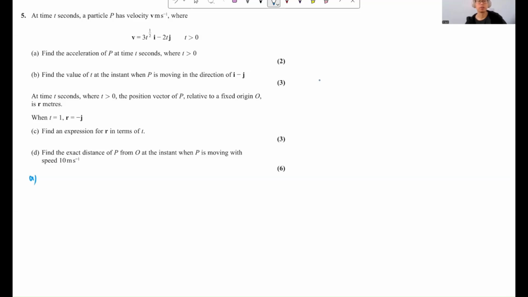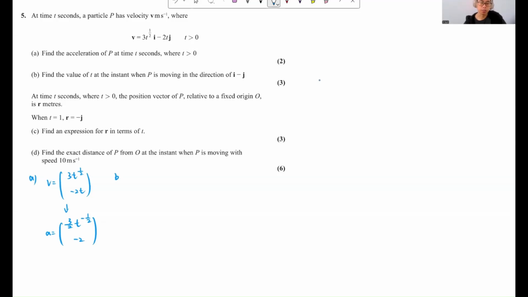So we have velocity. If we want to find the acceleration, we just have to do differentiation. So v is equal to, if we write it as a column vector, 3t to the power 1/2 and then negative 2t. If we differentiate that, the acceleration should be: bring down the power and then minus 1 from the power. And then negative 2t differentiated is just negative 2. So that's our acceleration vector, which is part A.